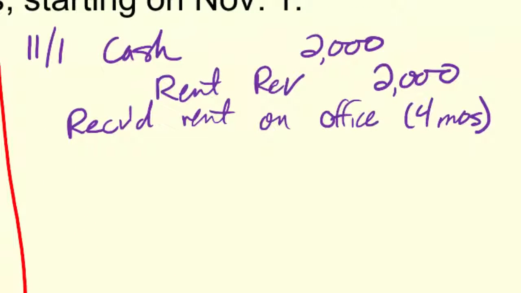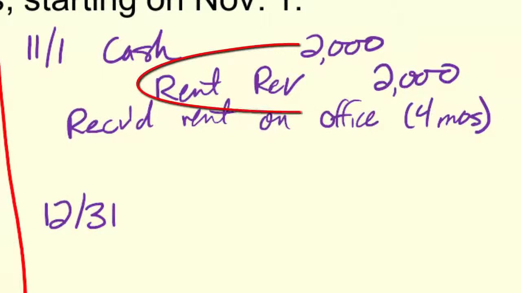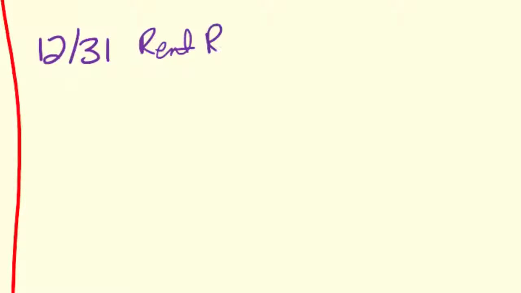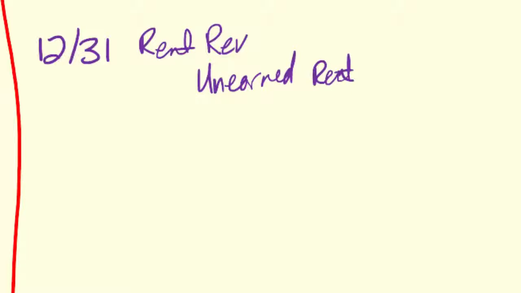Option number 2, in this case, I showed all of it as rent revenue, but I haven't really earned all of it because I've only let them stay there for half the time I said they could stay there. So I need to pull back some of that rent revenue. So let's see. We're going to debit rent revenue and credit unearned rent revenue. Same basic calculation.